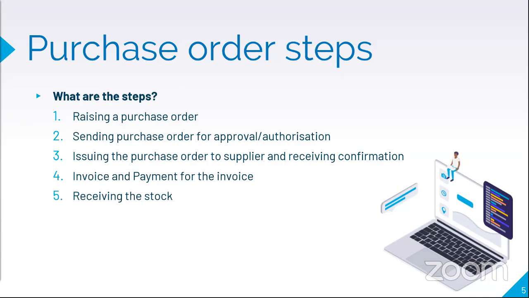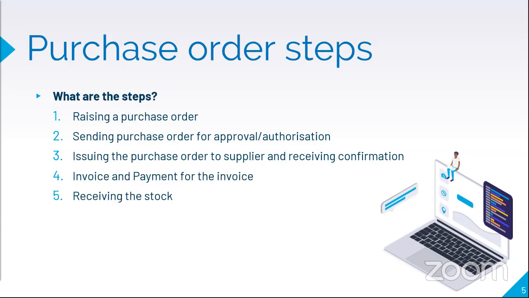And then from there, once it's been approved, issuing that purchase order to the supplier and receiving confirmation. So actually emailing out or printing and then emailing out the PDF to the supplier, and then the supplier emailing back saying, yes, I can fulfill this order.